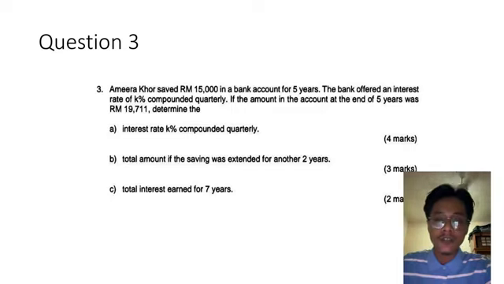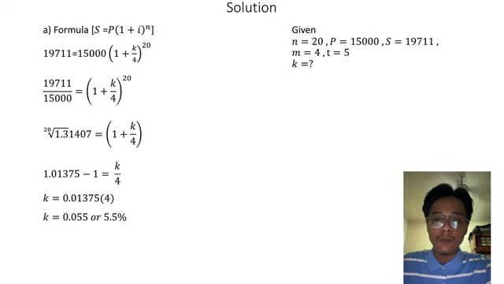Answer for question 3. K represents the nominal annual interest rate. Compounded quarterly, since it's divided by 400 equals 4 times 100. Over 20 quarters, 5 years, the annual rate needed to grow 15,000 into 19,711 is 5.5% per year.